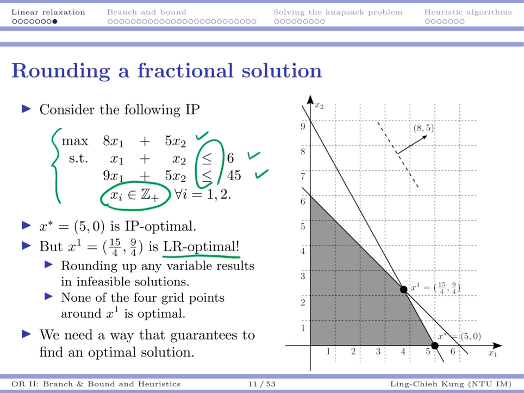Okay? In this particular case, if you round up just one variable and keep the other variable unchanged, you're going to be here, or if you round up both, or if you round up just one of them and round down the other, there are so many possibilities for you to get infeasible points. And even if you try all the integer solutions around your fractional solution, you still don't get an optimal solution. So that means solving a linear relaxation and then doing rounding is not a general strategy. We need something more, and that would be branch and bound.